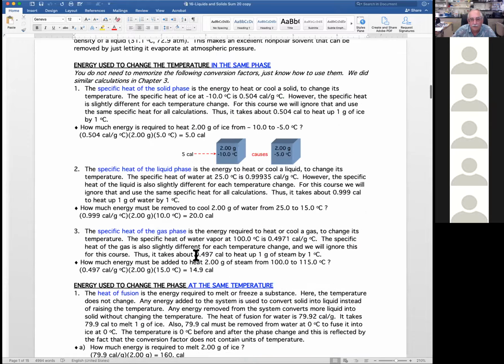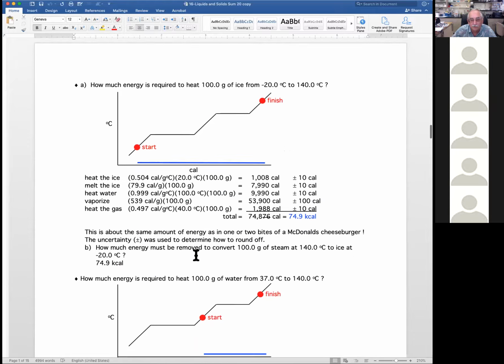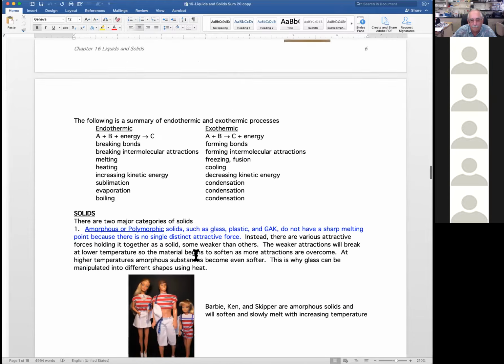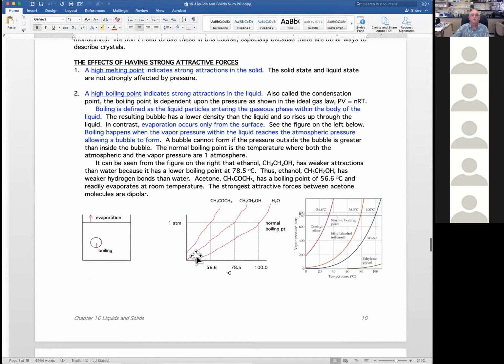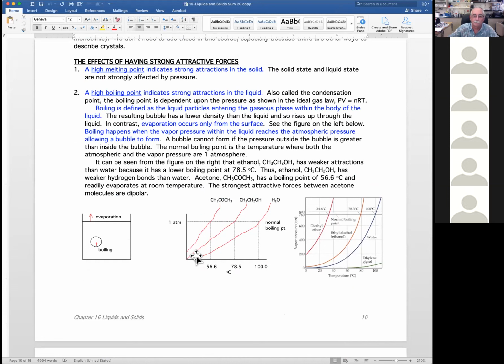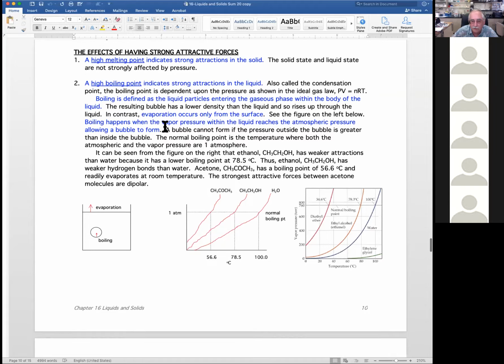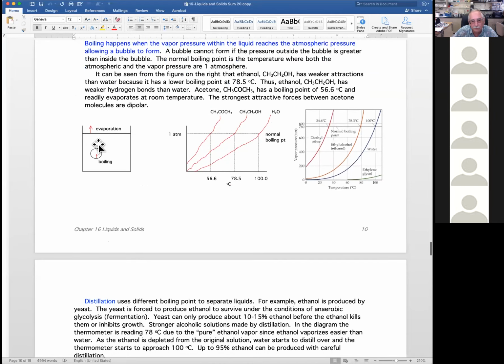What I'm trying to get at over here, since you're supposed to know all this stuff here, it's the effect of having strong attractive forces. So if you have strong attractive forces, you're going to have a high melting point. You're going to have a high boiling point. So here, for the general chemistry type students, I had to explain the difference between boiling and evaporation.